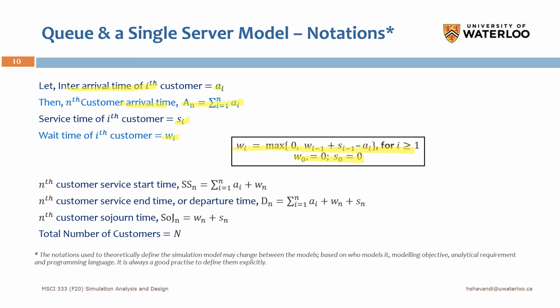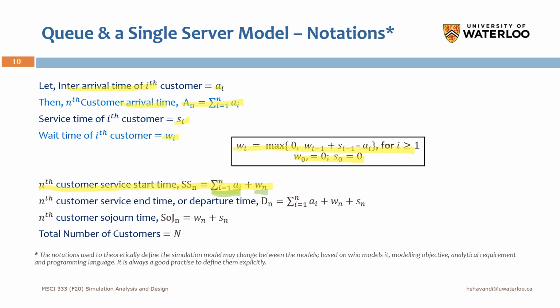The nth customer service start time, SS_n, will be this. So we know that the customer has arrived at this time, right? Let me show with a different color here, at this time. This is the arrival time of the nth customer. And if the customer waits in the line, then W_n will be the wait time. Then adding these two quantities gives the service start time of customer n, right?